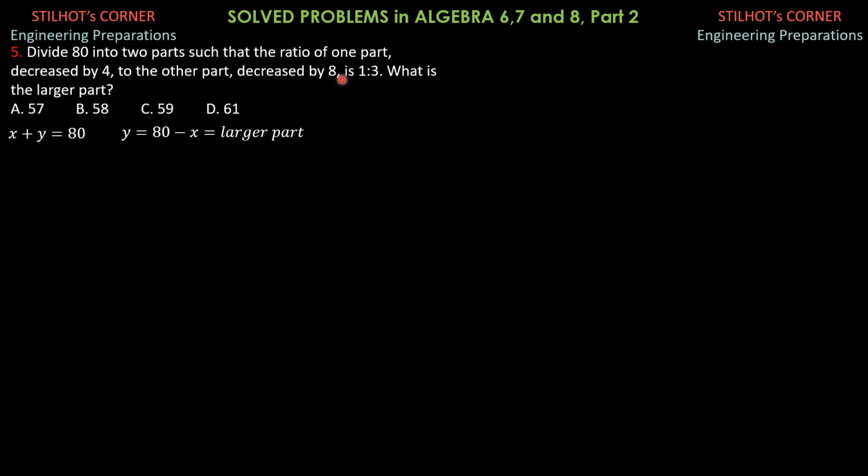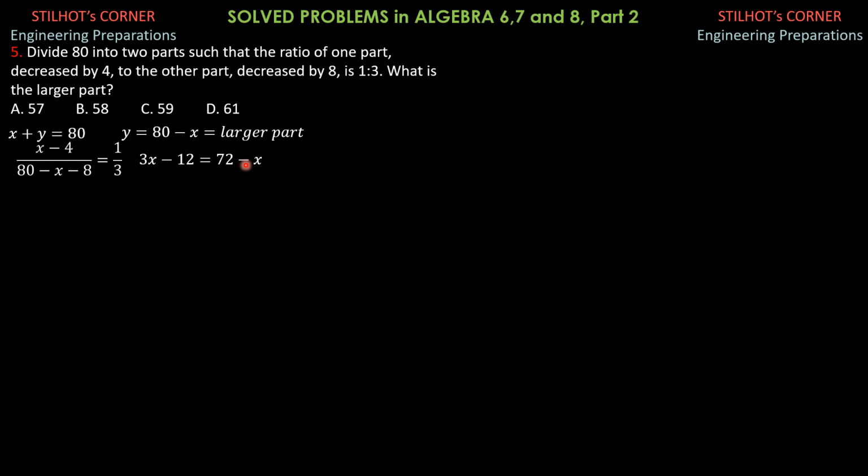So in the numerator, x minus 4, then in the denominator, 80 minus x minus 8, and we equate that to 1/3. So x minus 4 over 80 minus x minus 8 equals 1/3. Cross multiply, you have 3x minus 12, and this is 72 times 1, so 72 minus x. So again, 3x minus 12 equals 72 minus x.